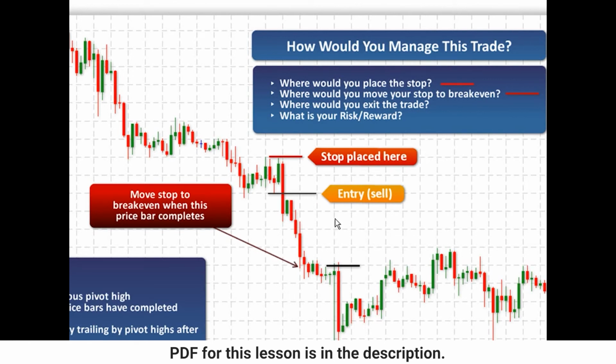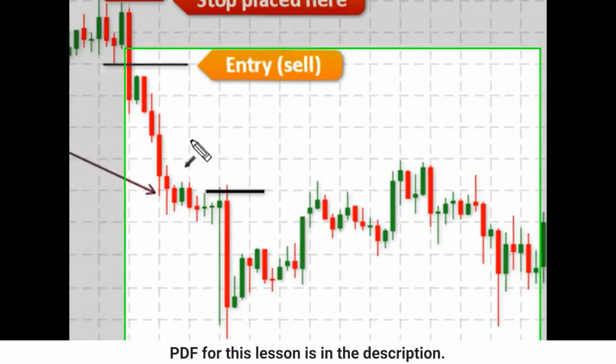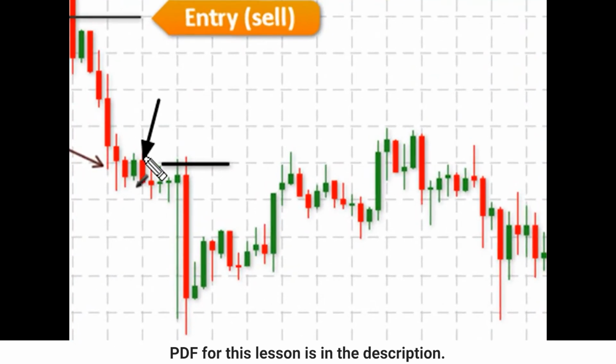And what about our target? Well, our target is determined by trailing by pivot highs. So what we need to do is after the break even point, we need to look at where our pivot highs are so we can start trailing our stop. So these two highs right here are the same price. Therefore, there is no pivot high there.